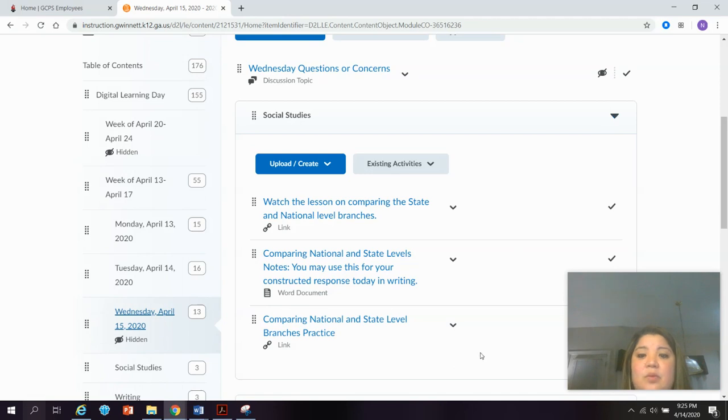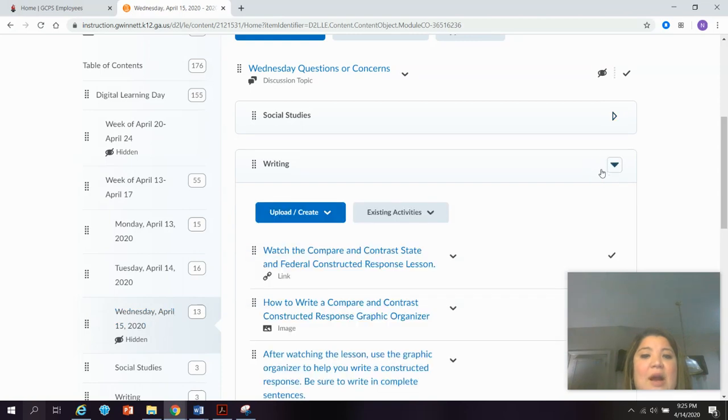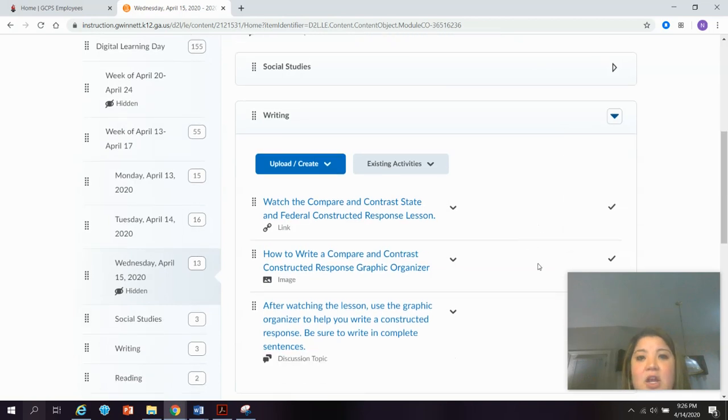Now remember, today's writing is going to go back with social studies. So again, that document there, the Venn diagram, is going to be probably a good one to go back and use for your writing. So then I kind of flipped it around. Usually we do reading right after, but we're going to go ahead and do writing since it goes along with social studies. You're going to watch Miss Stape's lesson, and she's going to do a constructed response lesson.